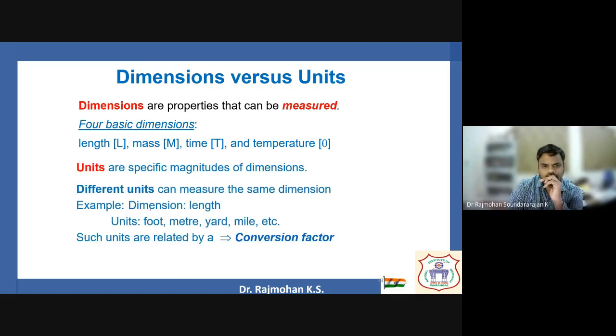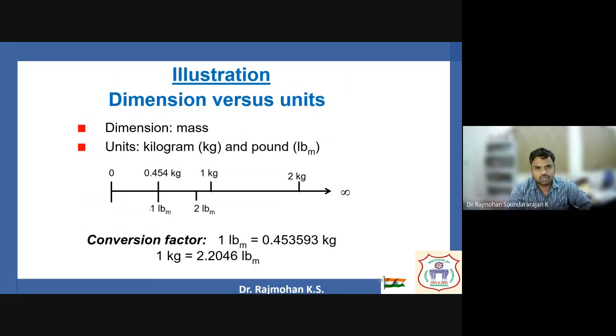What is a unit? Units are specific magnitudes of this dimension. As I said, 10 meter: length is the dimension, meter is the unit, and 10 is the numeric value. So different units can measure the same dimension. As I said, length can be measured in terms of foot, meter, yard, mile, etc. All of them are correlated by using a conversion factor, as I have explained.